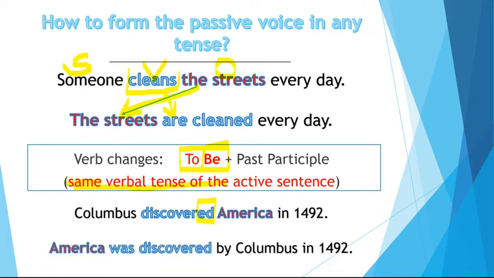When we change the focus, we bring America to the beginning, right? America becomes the focus, so we change the position, and it becomes the new subject. America was discovered. Look, we added was because -ed is in the past. I'm repeating because this is the whole point of the grammar. We added was because America is a singular noun, then discovered is in the past. So we need was discovered by Columbus in 1492. And here we added by to mention the agent, or who did the action.